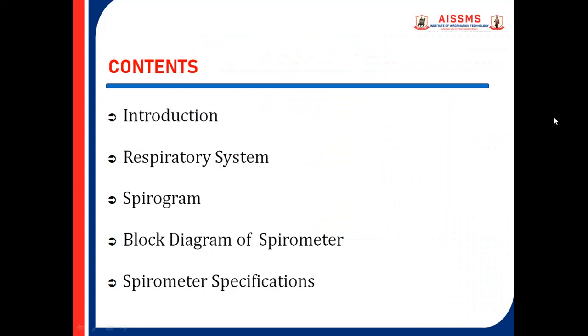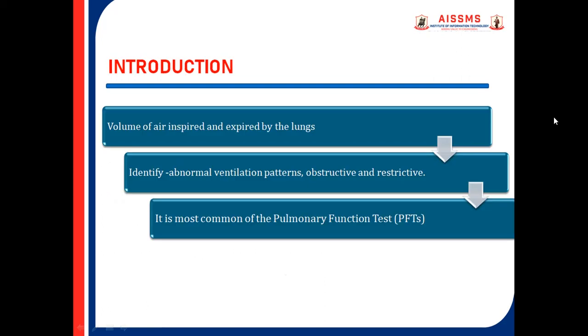These are the listed contents which we are going to cover in this video. Spirometer. A spirometer is an apparatus for measuring the volume of air inspired and expired by the lungs. A spirometer measures ventilation through movement of air into and out of the lungs. The spirometer will identify two different types of abnormal ventilation patterns, obstructive and restrictive. It is the most common pulmonary function test.